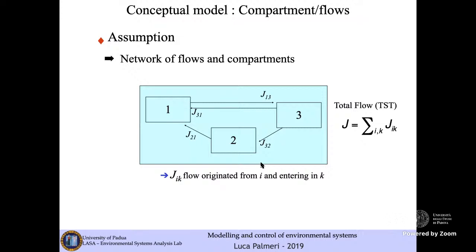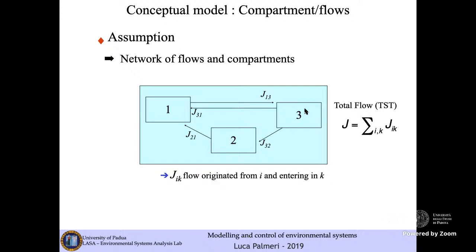The interesting part here is that we use a very general approach for describing the processes, that is, the conceptual model made up of compartments and flows. I remind you that compartments generally represent state variables, while flows represent interactions between the state variables. So we describe our system, by assumption, as a network of flows between compartments. This description might be arbitrarily detailed.